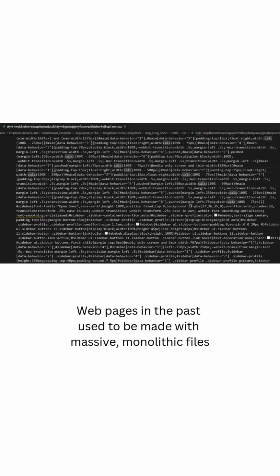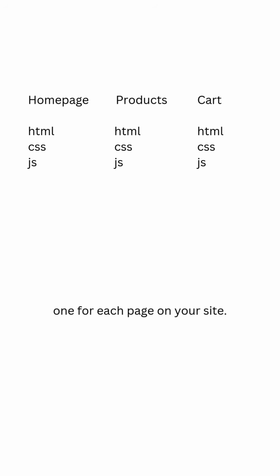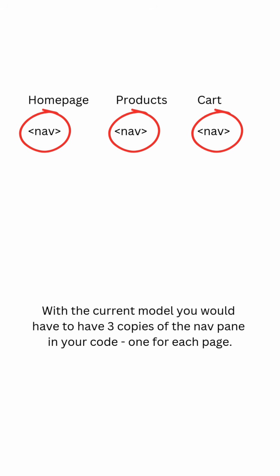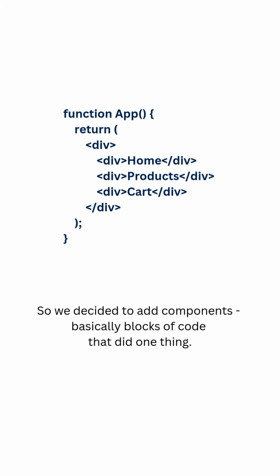Web pages in the past used to be made with massive monolithic files, one for each page on your site. But this creates a problem. What if you want to put a nav pane at the top of each page? With the current model, you would have to have 3 copies of the nav pane in your code, one for each page. So we decided to add components, basically blocks of code that did one thing.